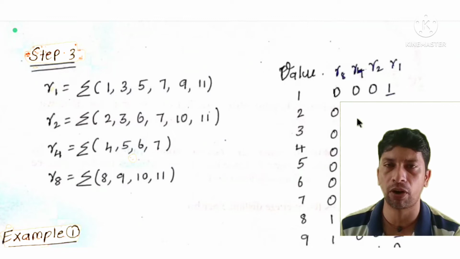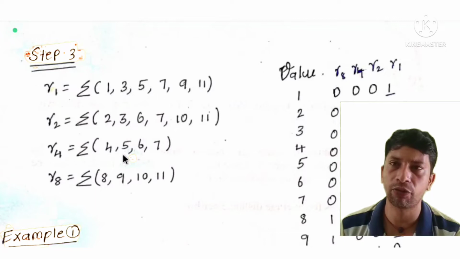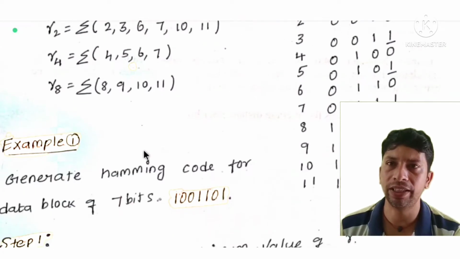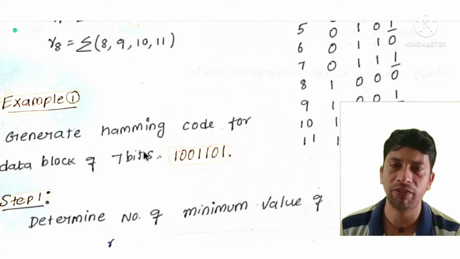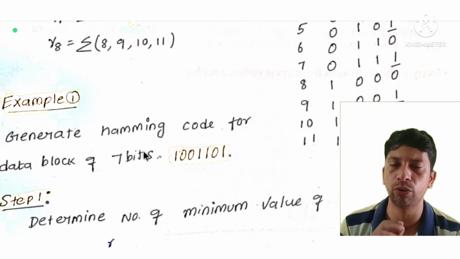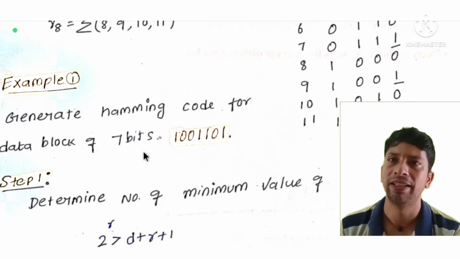A similar procedure is followed for R2 also. The R2 positions are 2, 3, 6, 7, 10, 11. These are all the values for R2. Then R4 is found in the same way. With these steps we are going to solve a problem, that is, generate a Hamming code for 7 bits.